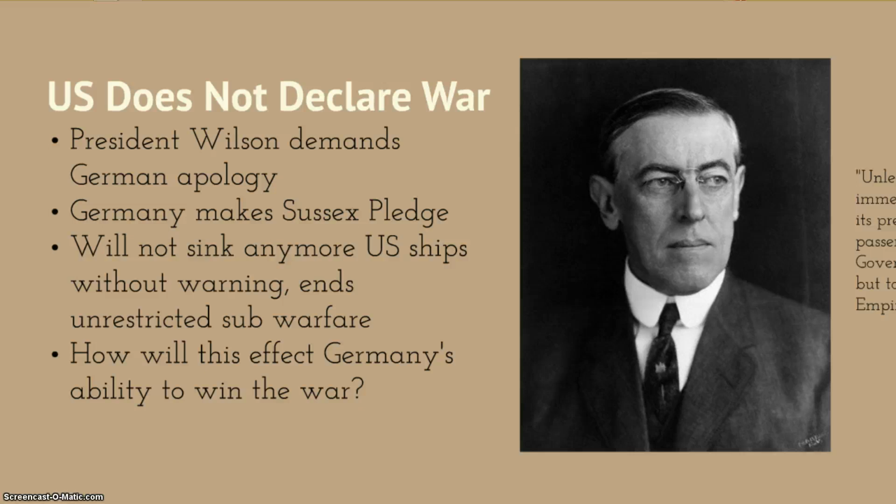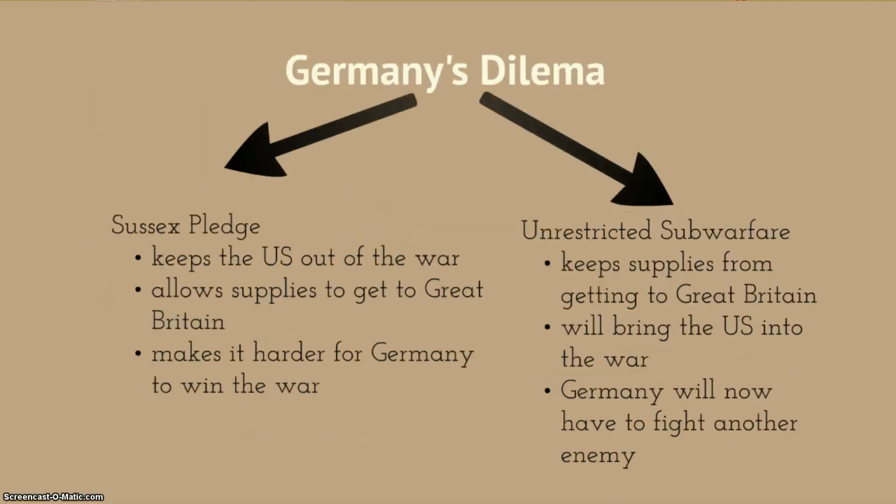Germany will make the Sussex Pledge, which we'll talk about. They said they would not sink any more ships without warning, and they will end what is called unrestricted submarine warfare. Now, what that is: if you see a ship in the Atlantic Ocean, you're going to sink it, regardless of whether it has passengers or what. You want people to stop shipping goods to your enemy, but they will pledge. They don't want the United States to get involved in the war.